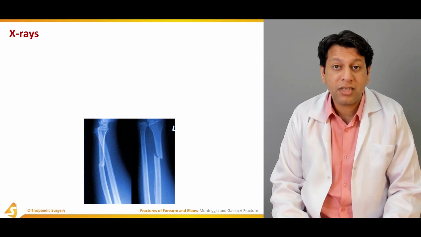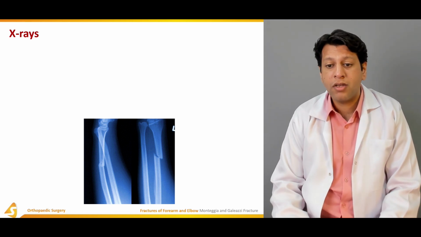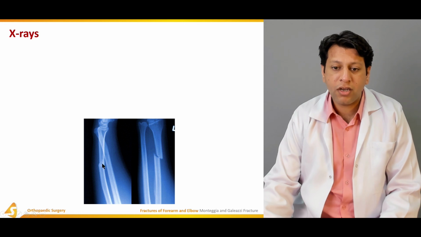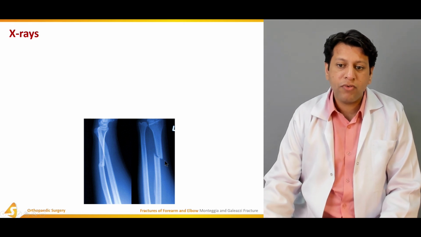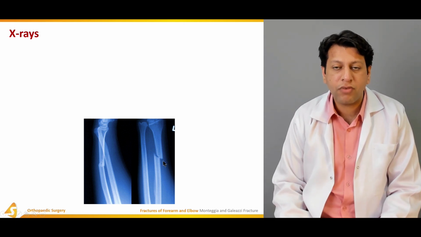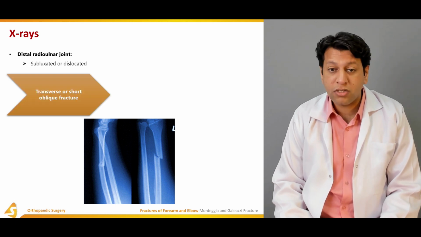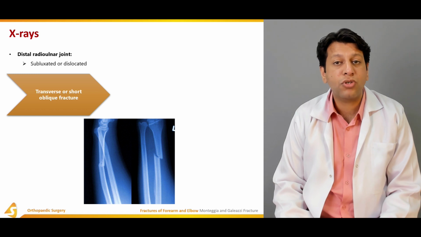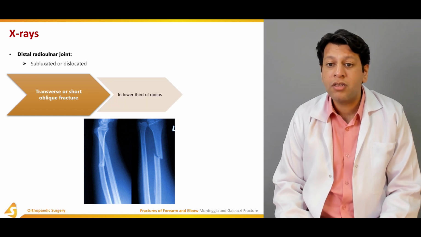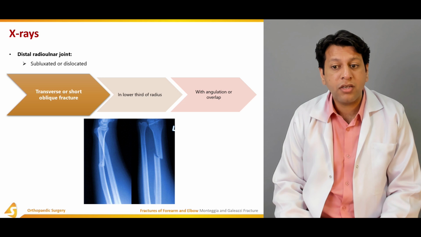Coming to the X-rays, if you see, this is definitely a fracture of the radius, and the ulna is dislocated as well. On the AP view, you can appreciate the fracture of the radius. The distal radioulnar joint is subluxed or dislocated. There is a transverse or short oblique fracture of the radius in the lower third most of the time, with angulation or overlap.